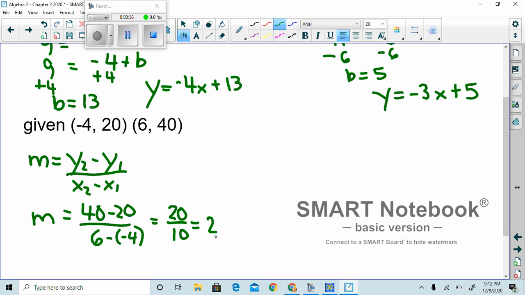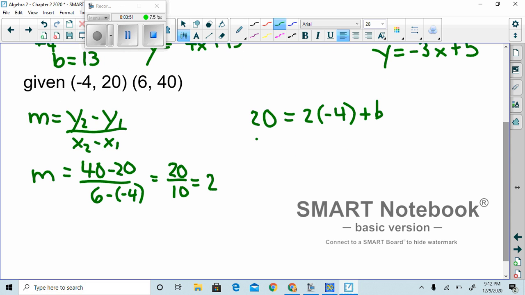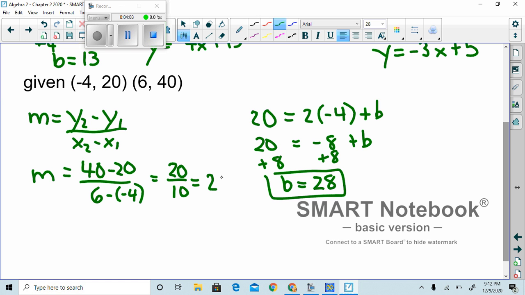We can choose either point. I'll choose the first point. I'll then go into 20 is equal to 2 times -4 plus b. Let's solve for b. We'll add 8 to both sides. We get b is equal to 28. So once we have our slope and our y-intercept, we have our equation. y is equal to 2x plus 28.